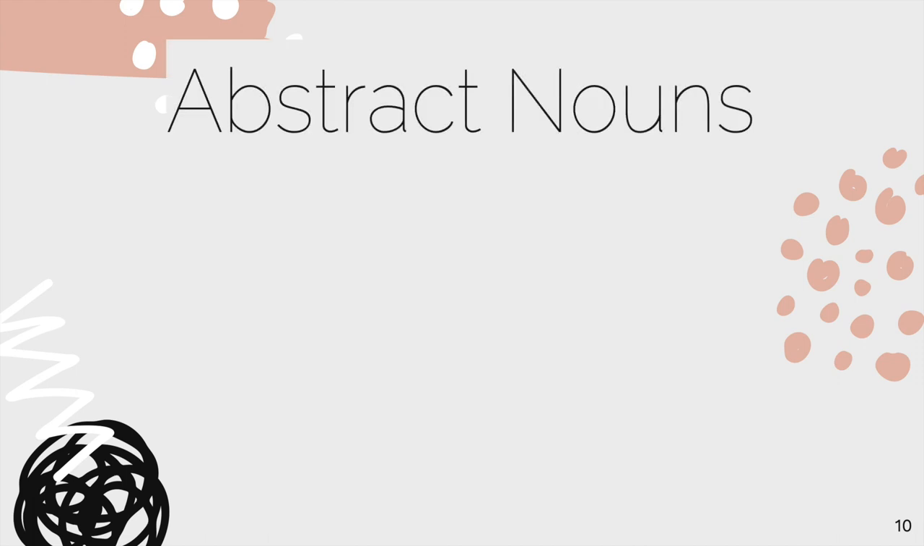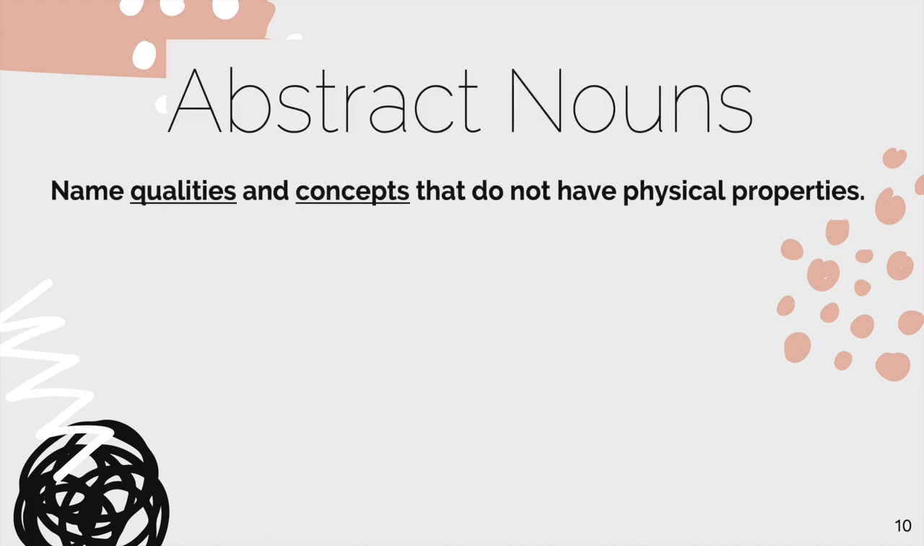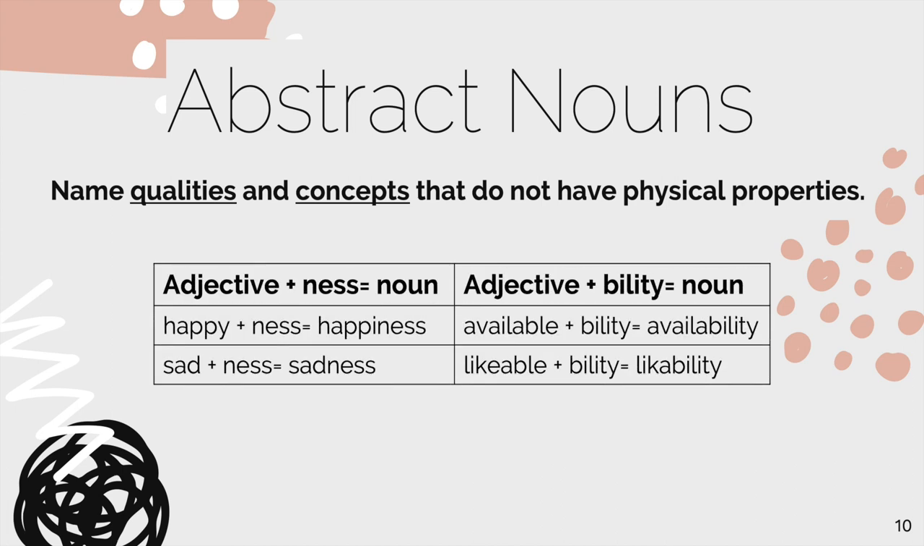Now let's take a look at abstract nouns. They name qualities and concepts that do not have physical properties. In order to remember abstract nouns, it's good to review some rules to make nouns. For example, the first one, adjective plus ness. Ness is a suffix. So if you put a suffix like ness at the end of an adjective, it becomes a noun. For example, happy plus ness, happiness. So that's an abstract noun. Sad, adjective plus ness, sadness, that's an abstract noun.